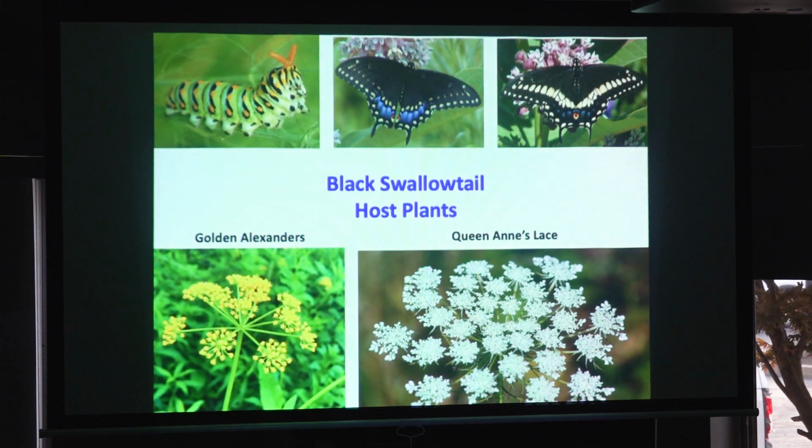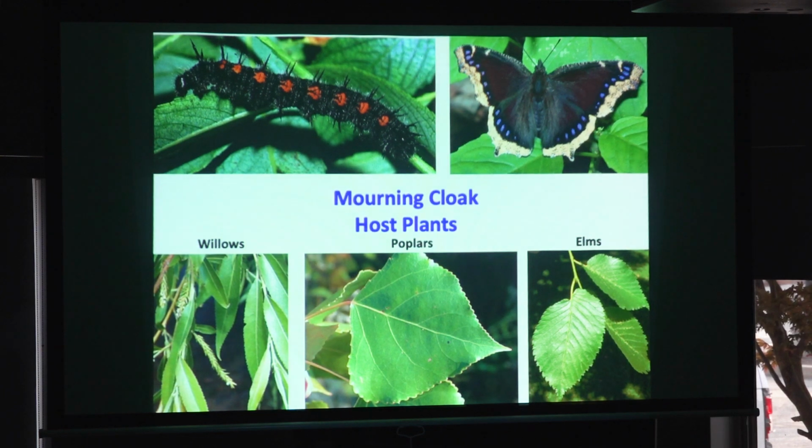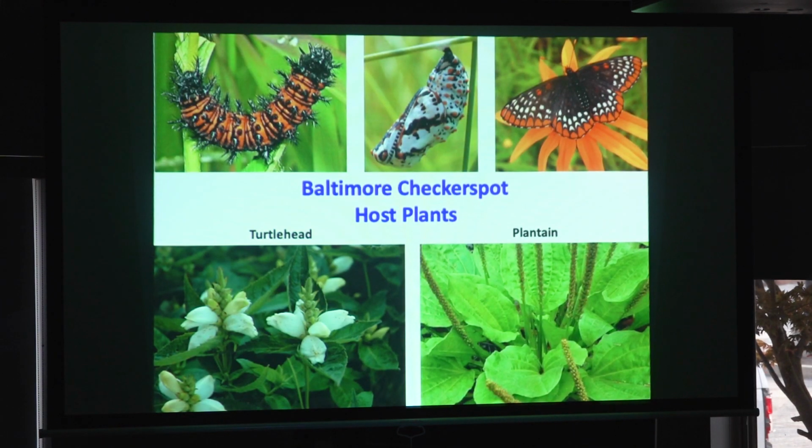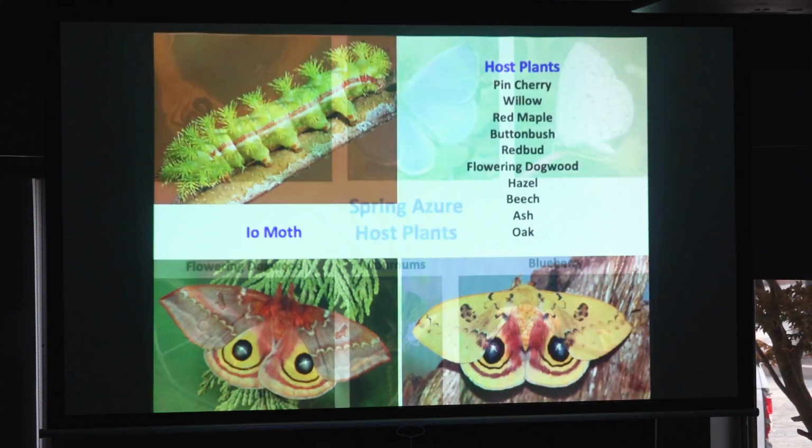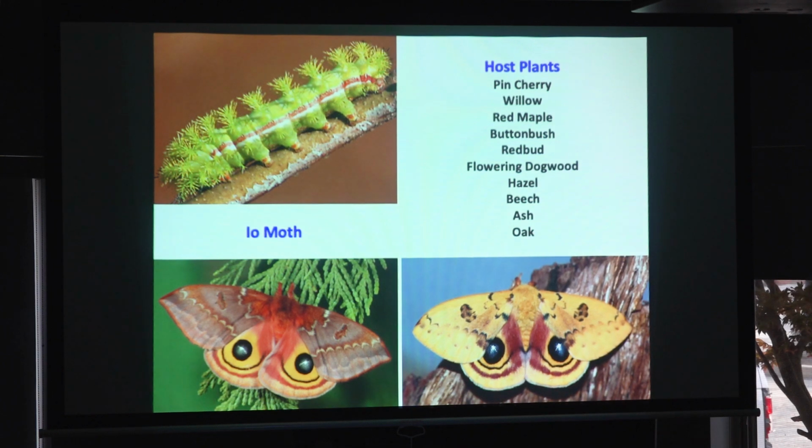And black swallowtail, anything from the carrot family, which includes golden alexanders and Queen Anne's lace. Morning cloak caterpillars need willows, poplars, or elms to grow into adult butterflies. Baltimore checkerspot can feed on turtlehead and plantain as a caterpillar. Spring azure can use flowering dogwood, viburnums, and blueberry. But the moths often are much more generalists. The io moth, that beautiful moth that you see there with the impressive fake eyes to scare off the predators.